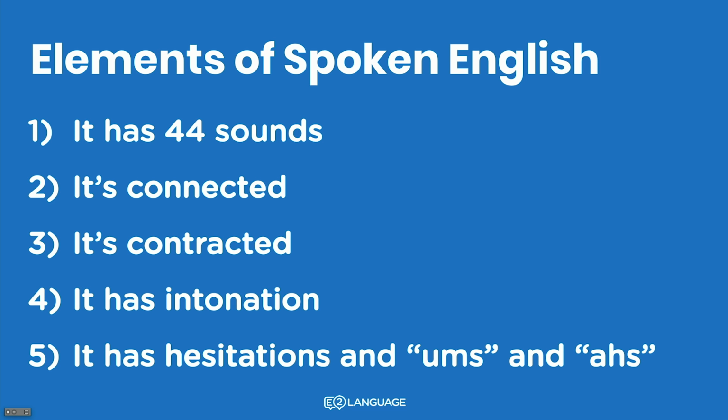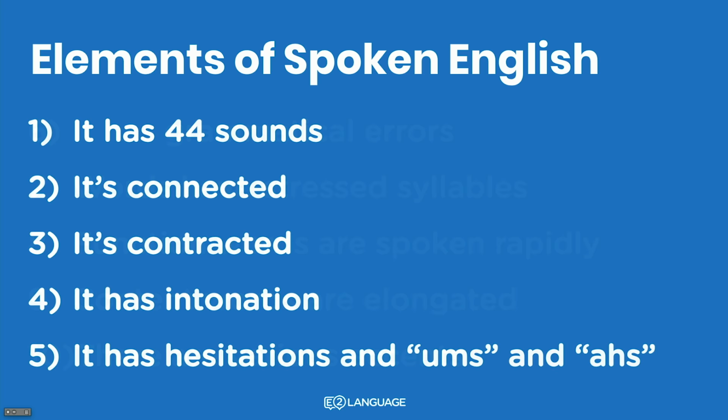We do not speak like this. Like in all language, there's a thing called connected speech, which means that words are connected or glued together almost. It's contracted, which I'll show you what that means in a second. It has intonation, ups and downs. So when we rise for a question, for example, and go down at a full stop. In authentic speech, there are hesitations and ums and ahs. In OET, there are very few of these. It's not authentic speech. These are scripted items.